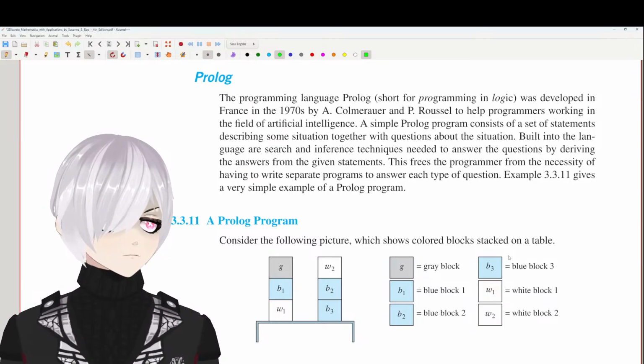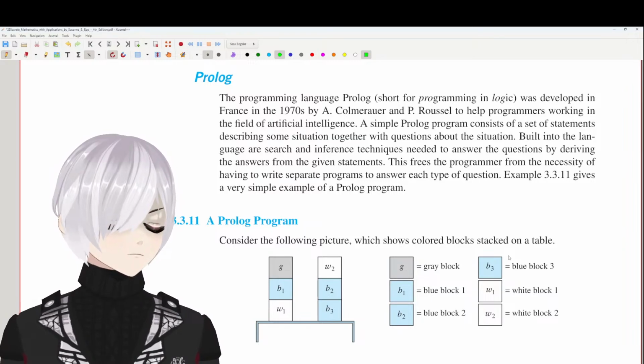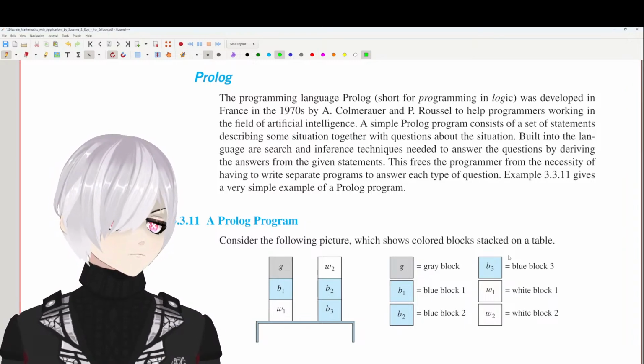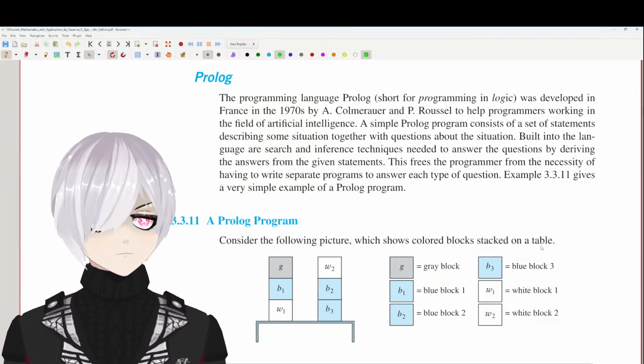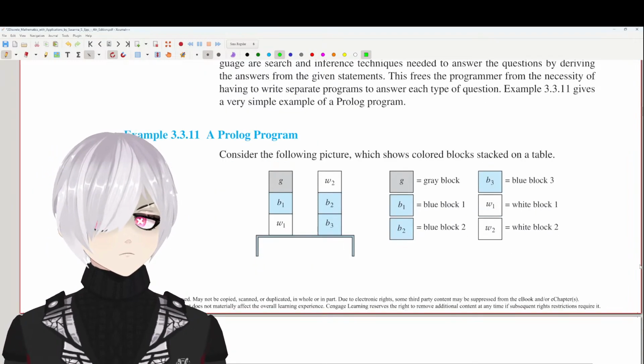This frees the programmer from the necessity of having to write separate programs to answer each type of question. Example 3.3.11 gives a very simple example of a Prolog program. Consider the following picture, which shows colored blocks stacked on a table.